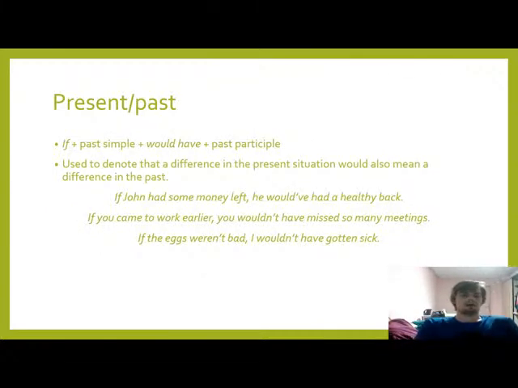So now we have the present condition and a past result. Again, it's constructed with the if. It is followed by the subject, the verb in past simple, the auxiliary verbs would and have, and the past participle. It is used to denote that a difference in the present situation would also mean a difference in the past. So, for example, if John had some money left, he would have had a healthy back.